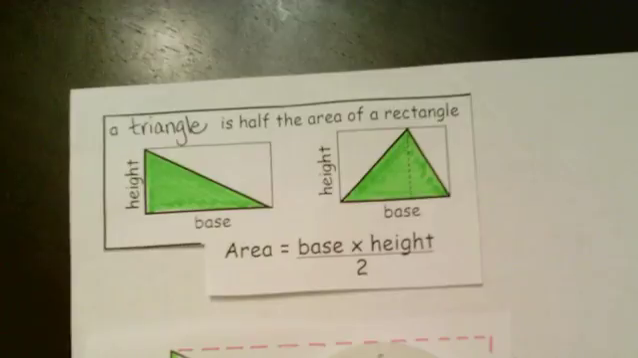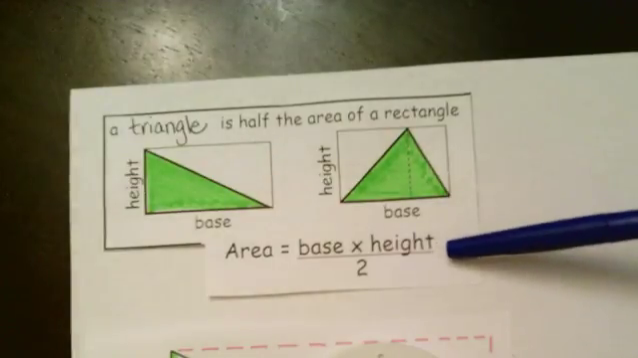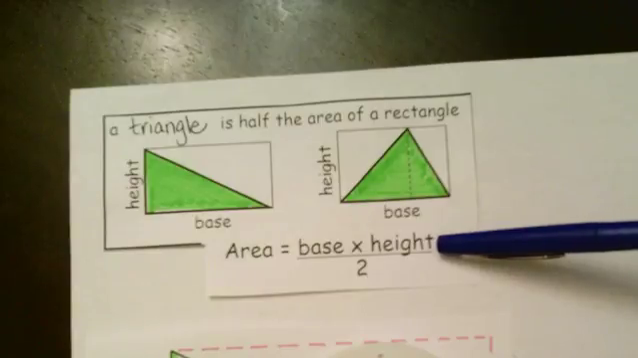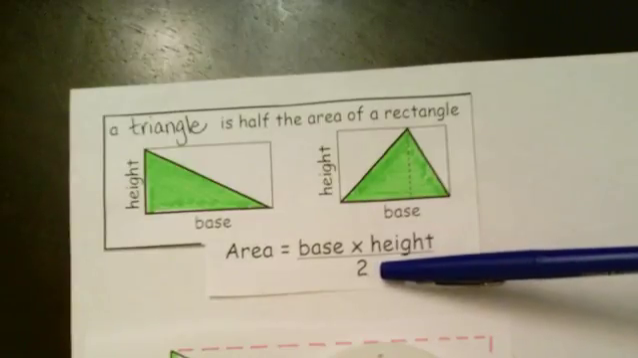In this video you'll be able to use a formula to find the area of a triangle. So we're going to use this formula here, the area being equal to the base times the height of the triangle, and all of that divided by 2.